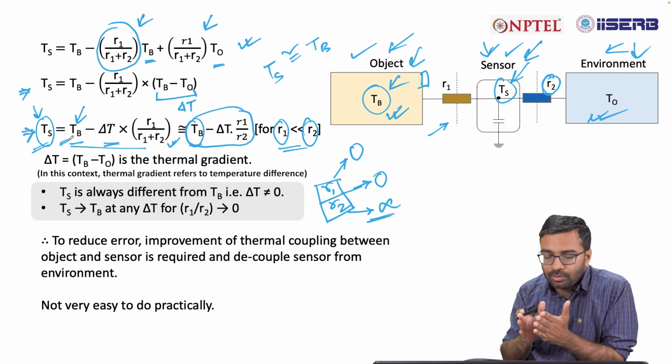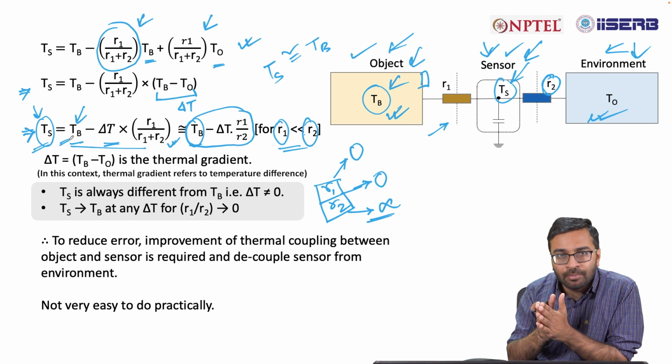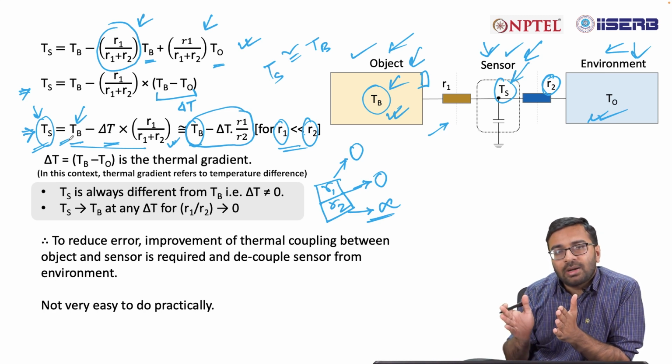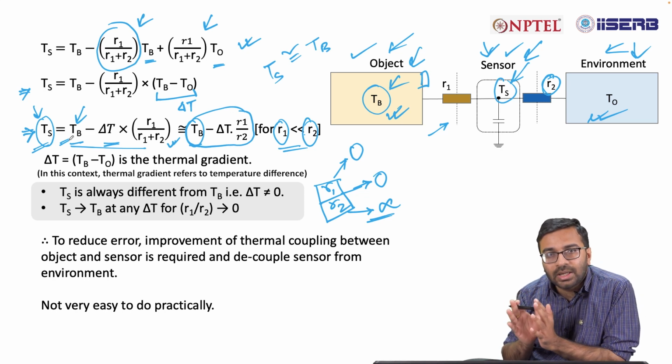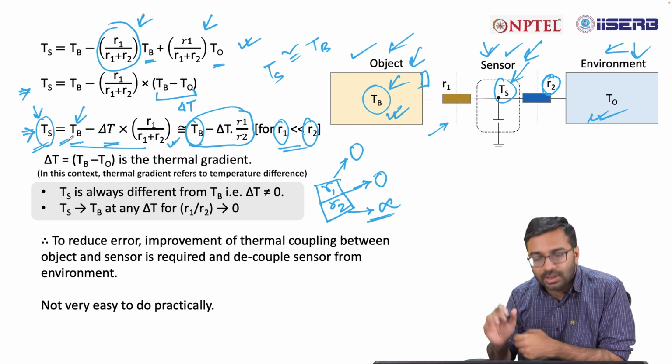One is the coupling between the sensor and object should be very high, and the decoupling between the sensor and environment should again be very high. So, here coupling and decoupling mean thermal coupling and thermal decoupling. Okay.